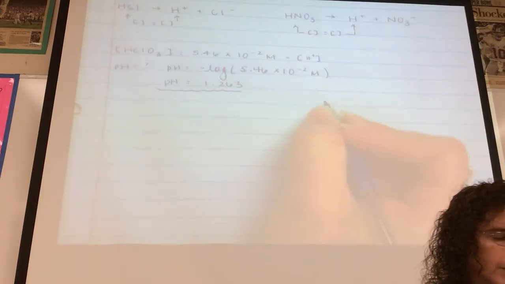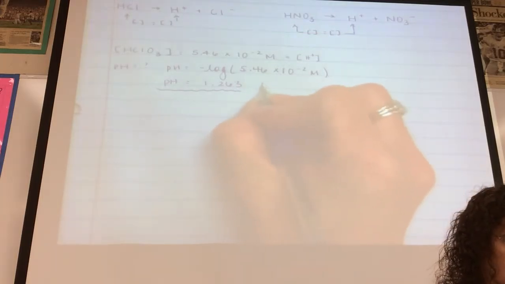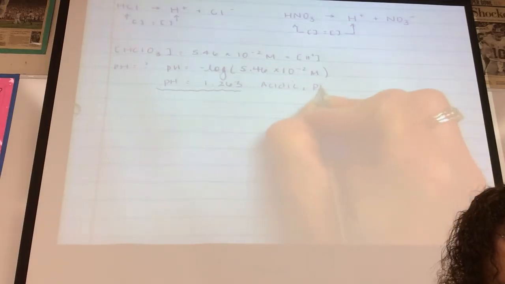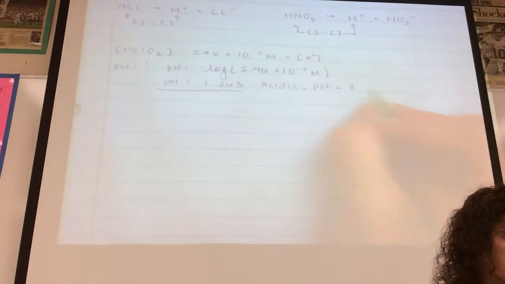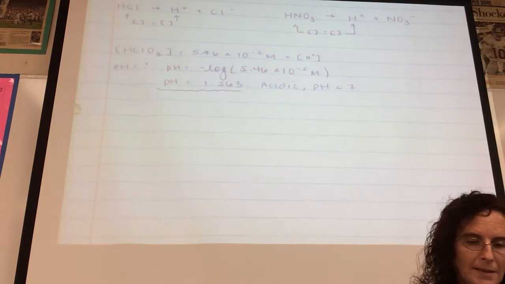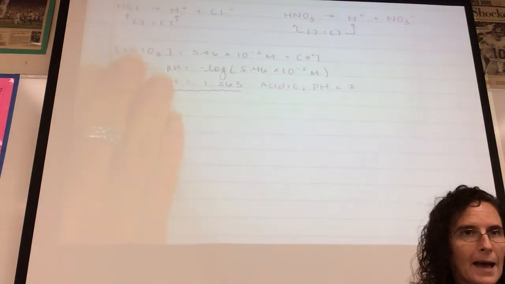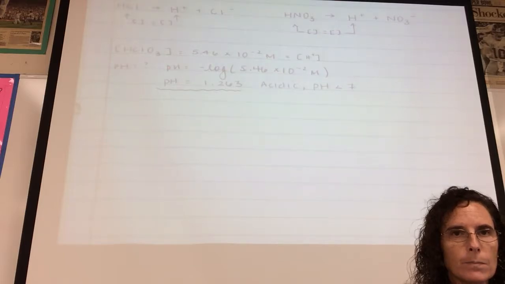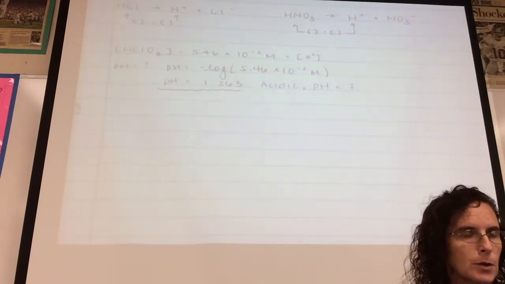Is this an acidic or a basic solution? Acidic. Why? pH is less than 7. Good. So that's how you deal with strong acids that are monoprotic. Haley? I know it's extremely acidic. It's not if it's extremely acidic.